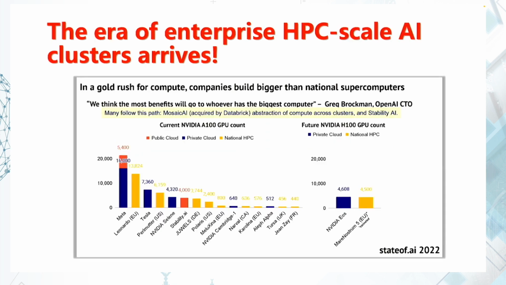In many ways, that led to what I would call enterprise HPC scale. Today, a lot of the companies that are famous for AI have clusters that are bigger than national clusters. This is an example: this is the size of Meta's cluster. This is an EU national cluster. This is a US national cluster. This is a German cluster. As you can see, Stability AI is here. Bigger and bigger models require a lot more machines.